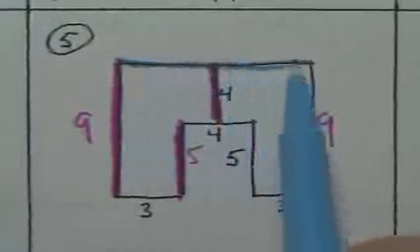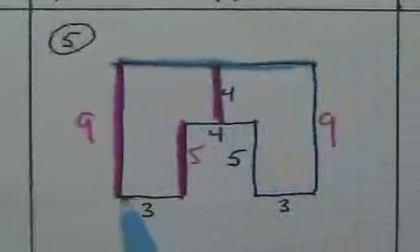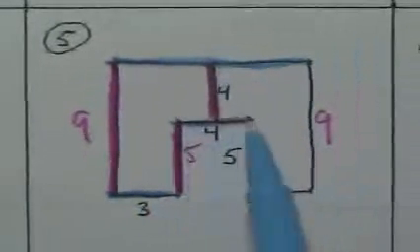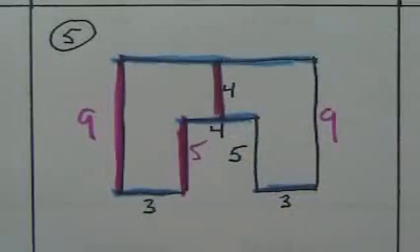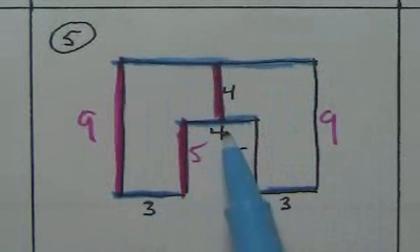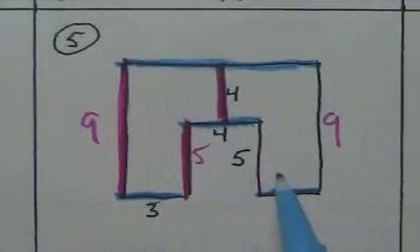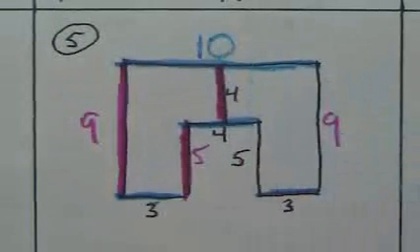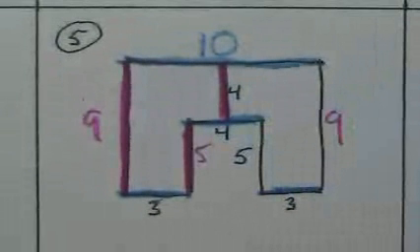This long side right here is the same as this, and that. So these three have to add up to this long side. This is 3, 4, and 3. That's 7, and 3 is 10. So this side must be 10 all the way across.